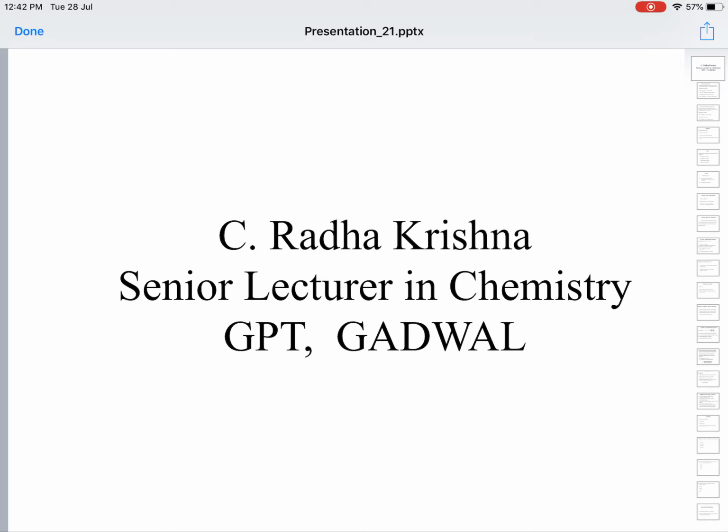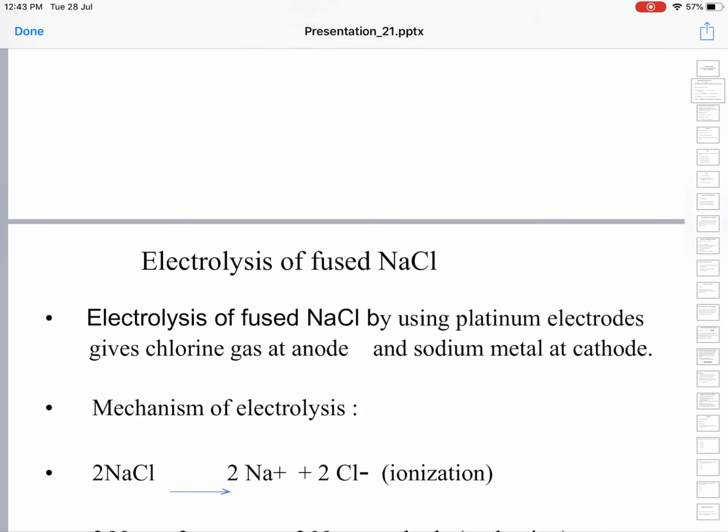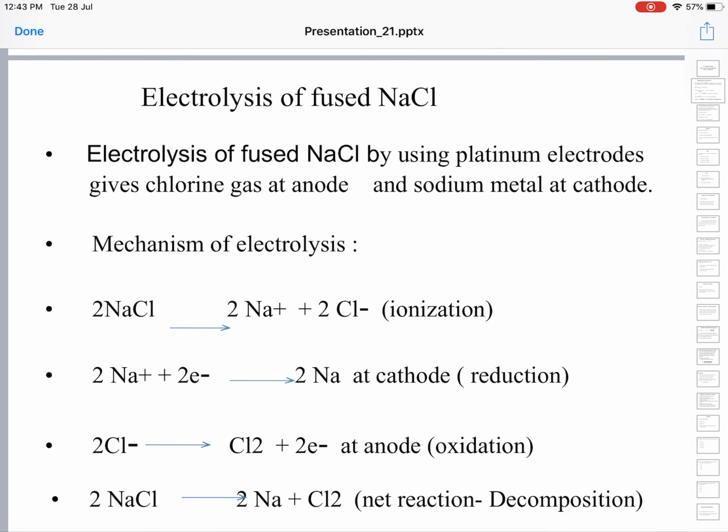This is about electrolysis. In the last class, we learned Arrhenius theory of electrolytic dissociation. We have just recollected the whole thing, as well as electrolysis. Now we will see the examples for electrolysis before going for Faraday's laws of electrolysis. Two examples we will consider here. One is electrolysis of fused sodium chloride.